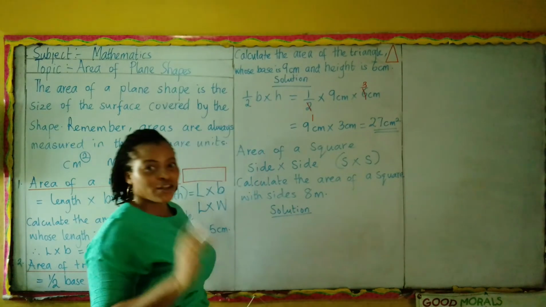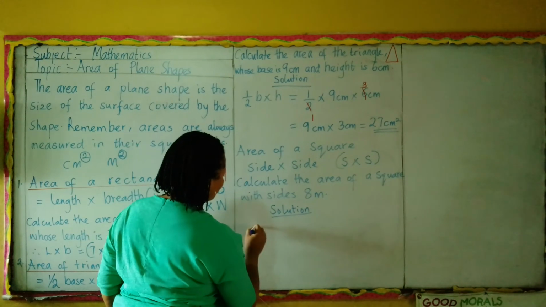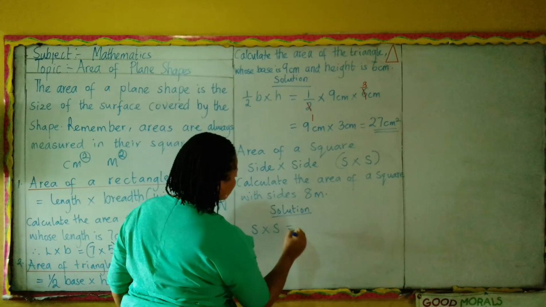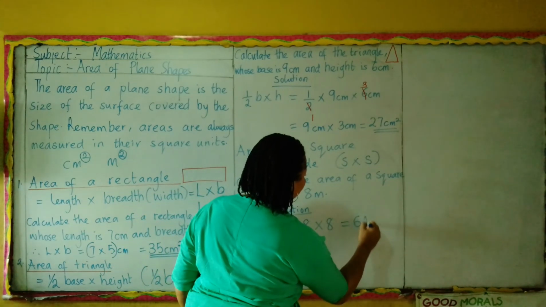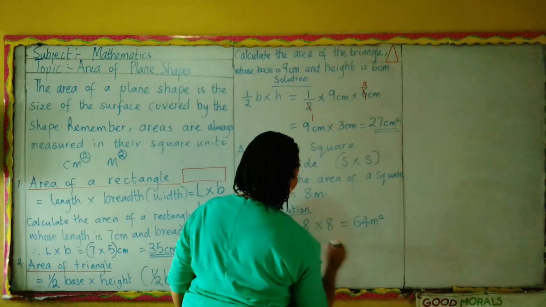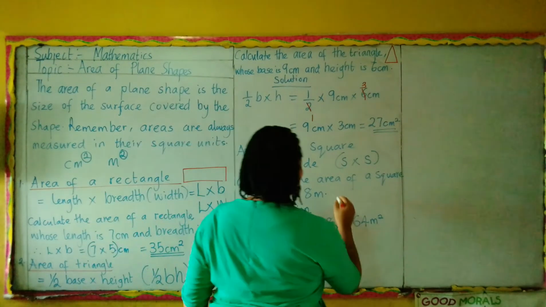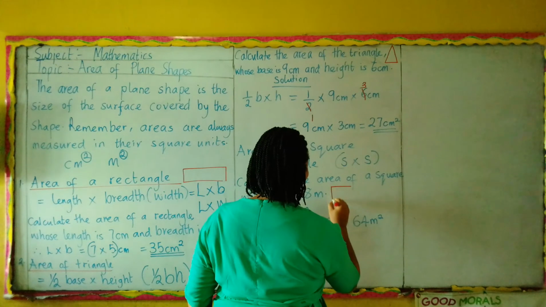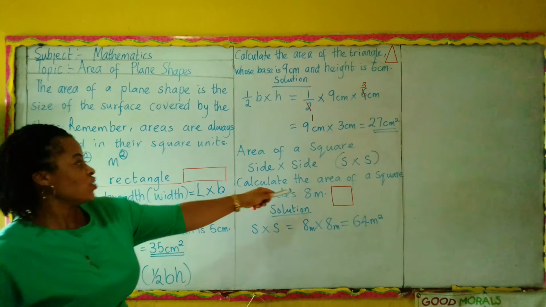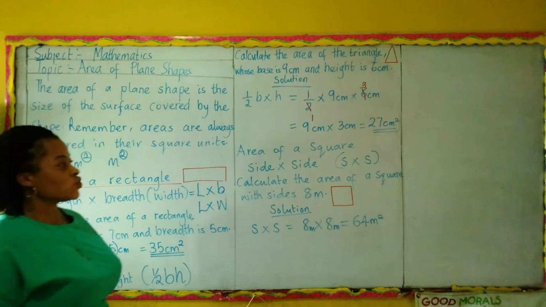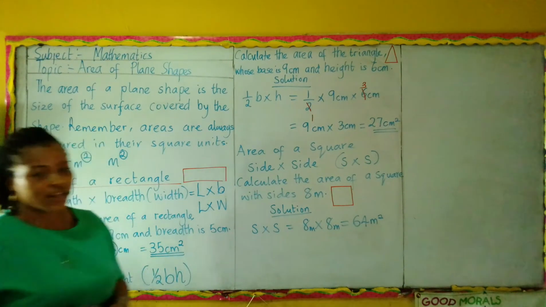So I have the solution. All right. Are you listening? Good. So what I'm going to do now is take the formula, side times side, which is equal to 8 times 8. And my answer will give me 64 meters squared. All these are meters. Do you know why it's like this? Because a square has all the sides equal. Are you getting it? This is the 2D, the two-dimensional presentation of a square. In 3D form it is a cube. Do you remember? Good.